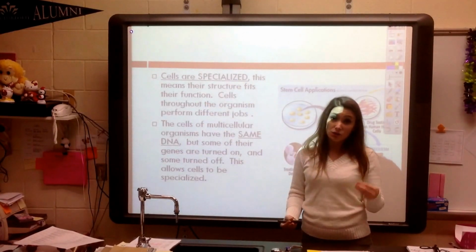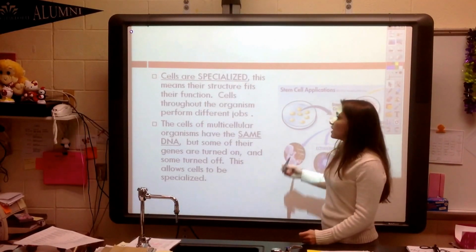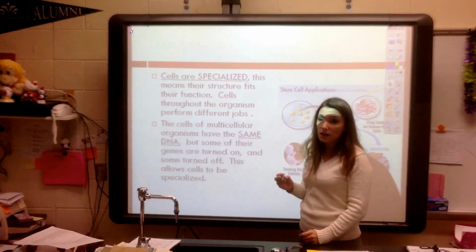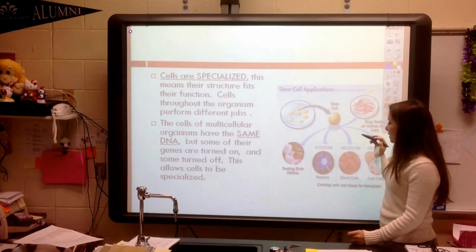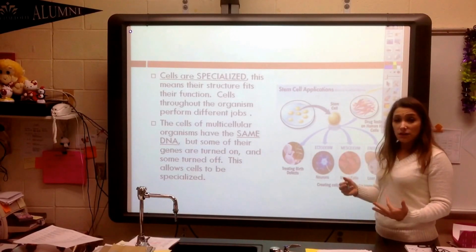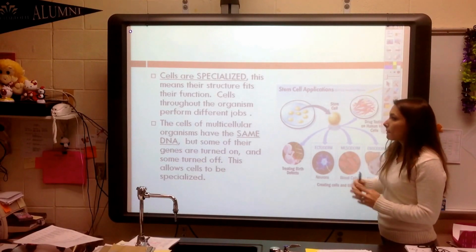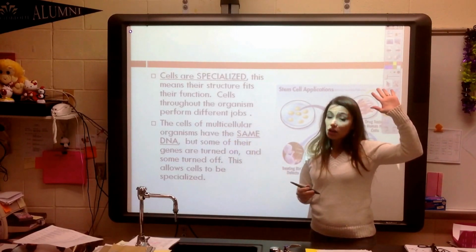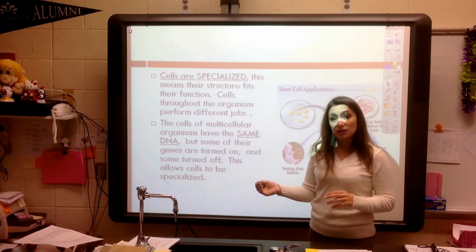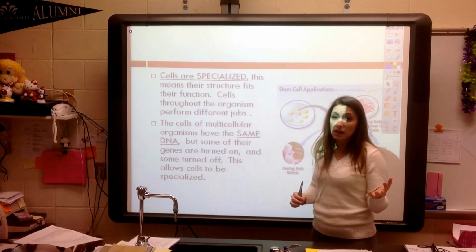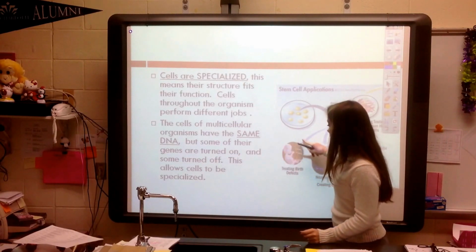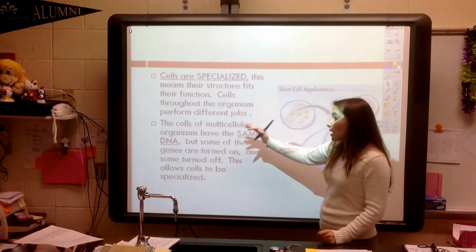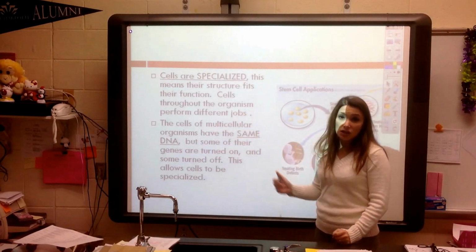If the cell has to do a certain job, like become a brain cell, then it needs to be able to have certain structures inside of it. So cell specialization means that each of the different cells has different parts inside of it. Now, what we have to be careful about is that the cells of multicellular organisms, humans are multicellular, plants are multicellular, even mushrooms or fungi are multicellular. If you're in the same organism, like this little baby, then all of that baby's cells have the same exact DNA, but some of the genes are turned on and some of the genes are turned off.